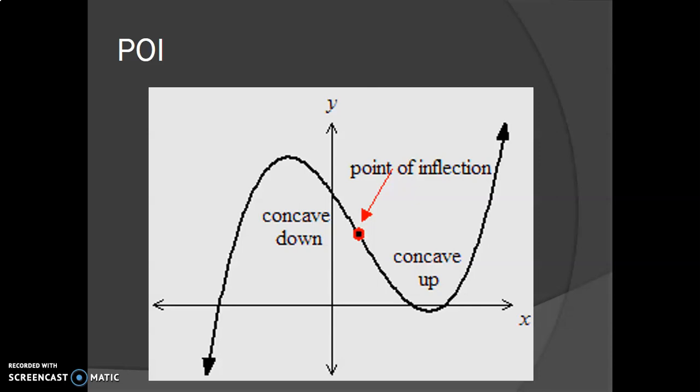So you have a function that's concave down, it's looking like a frown, and it switches to a function that is concave up, it's a cup, and the point at which it switches from being concave down to concave up is the point of inflection.